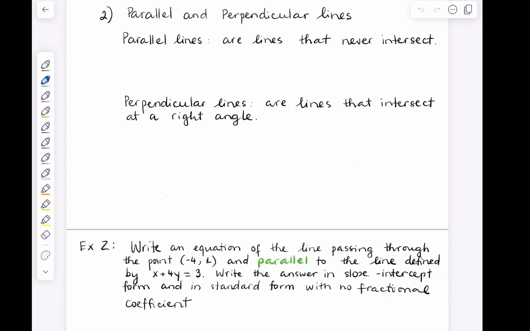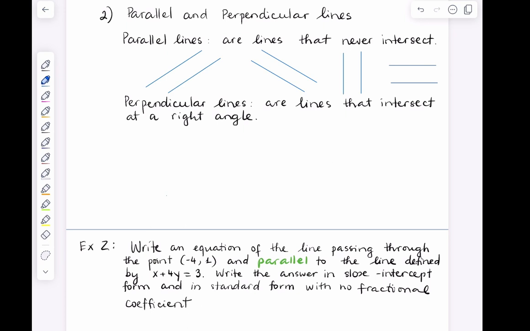In this video, we are going to talk about parallel and perpendicular lines and their slopes. Parallel lines are lines that never intersect. They look something like this, where the slopes of two lines are both positive, or the slopes of two lines are both negative, and they could also be two vertical lines, or two horizontal lines.